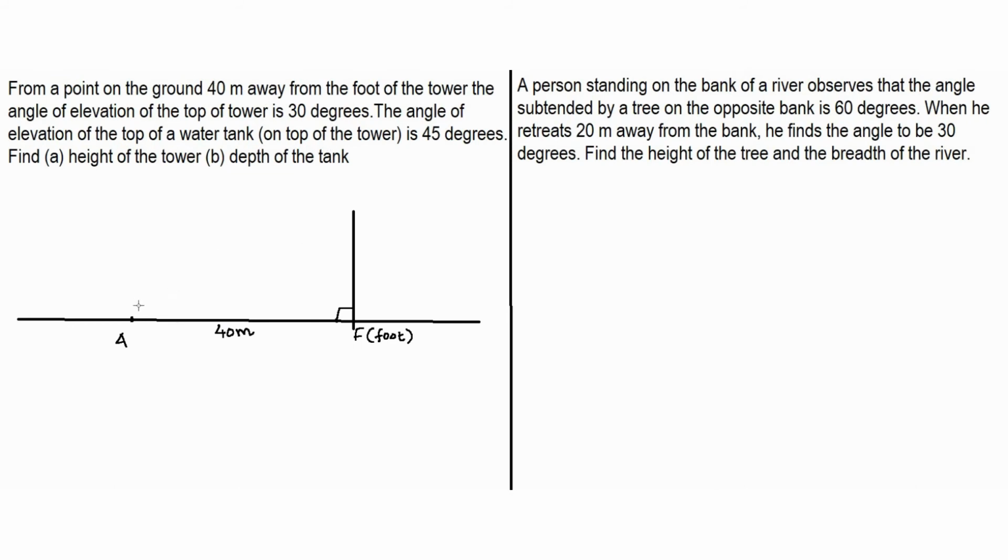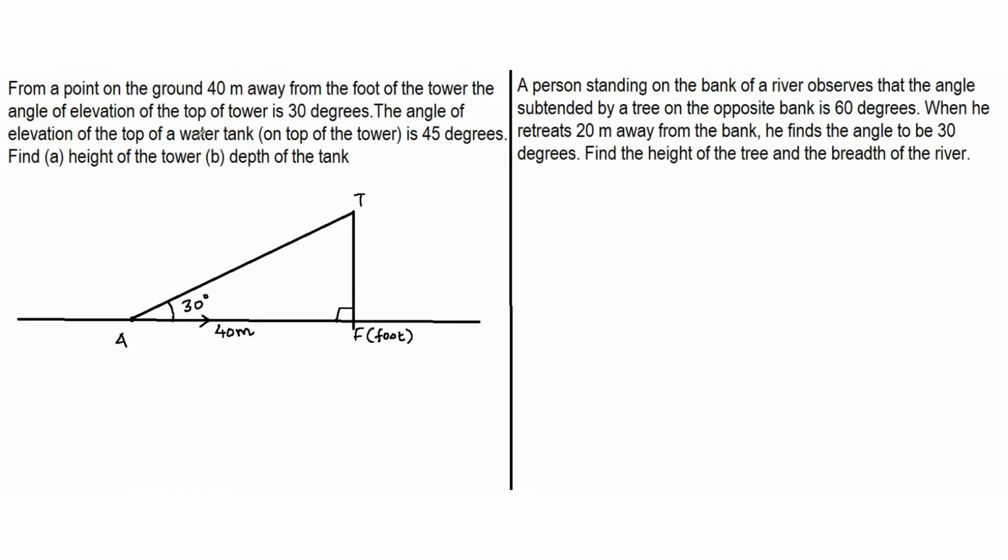The angle of elevation of the top of the tower. So this is the angle of elevation, because this is the normal line of sight. AF is the normal line of sight and AT is the elevated line of sight. So this angle is therefore 30 degrees.